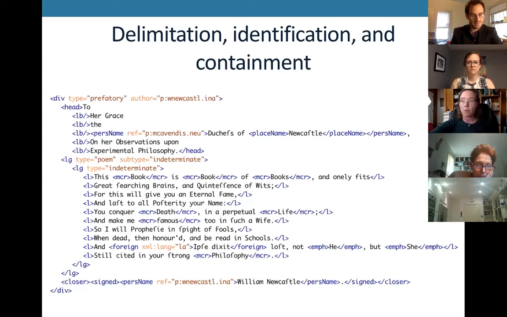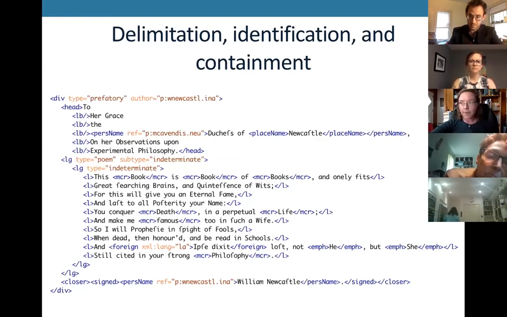Just as we saw with that ref on persName, this is pointing to the entry for William in what we call our personography. And finally, you can see some of the impacts of our editorial decisions and how these require exercising some judgment. For example, we're using a head or heading element to enclose the text, "To Her Grace, the Duchess of Newcastle, on her observations upon experimental philosophy." We could also have treated that more like a salutation in a letter, much as the piece is signed at the end, but we decided in this case that the language is functioning more like the heading of a division than it is operating as a salutation.